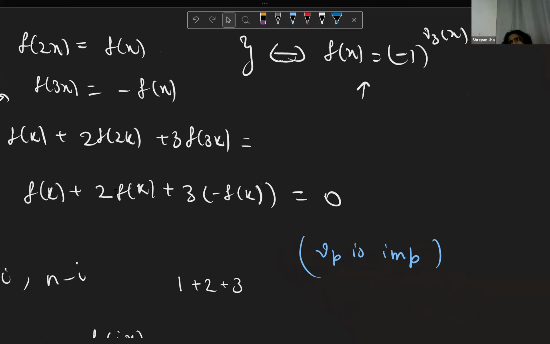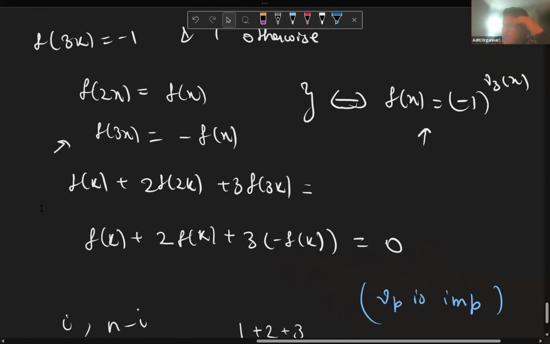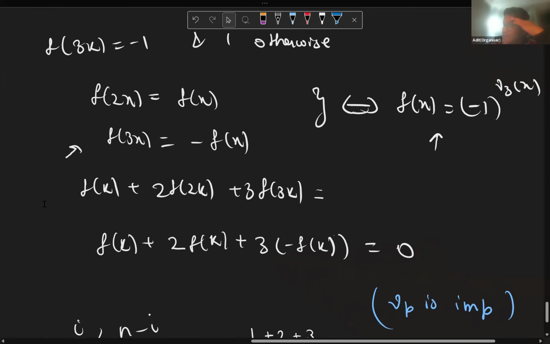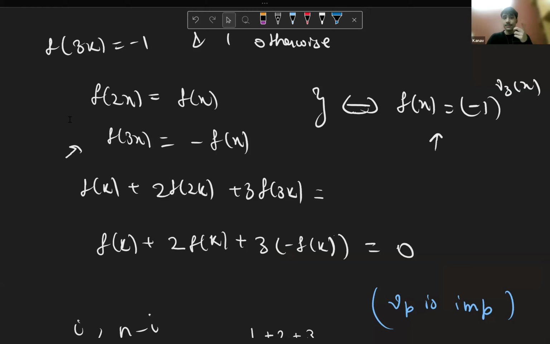Not 1 minus 1. It won't be 1 minus 1, because for odd primes, I think there's a weird thing where you do p minus 1 by 2 to the something if you try to generalize this construction. So I don't think it's just a thing about 1 or minus 1.